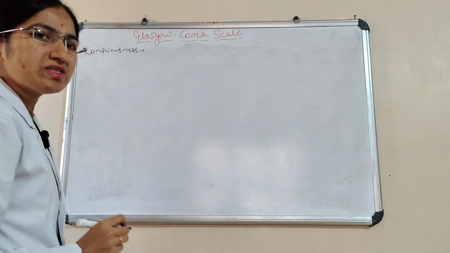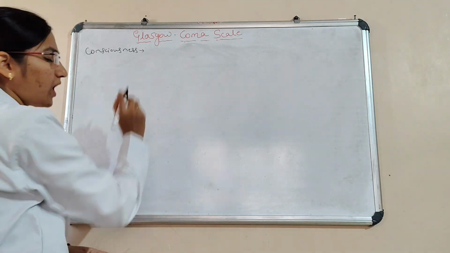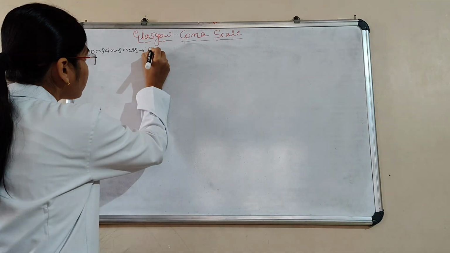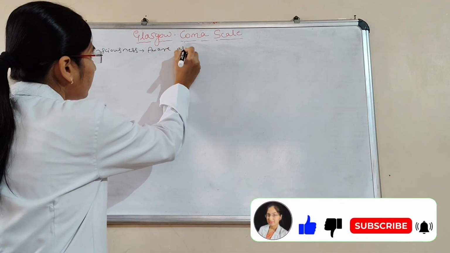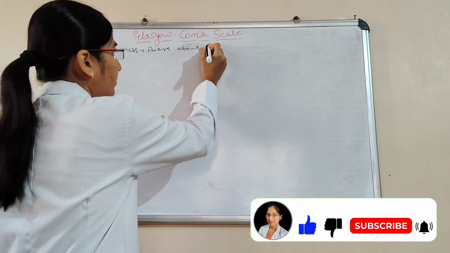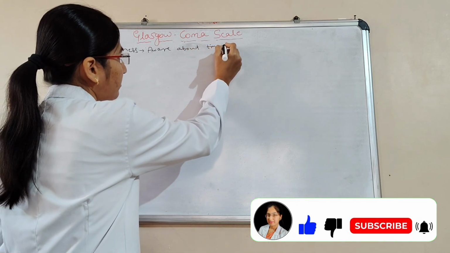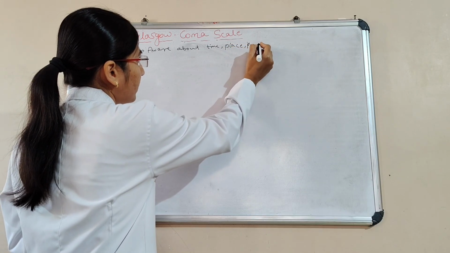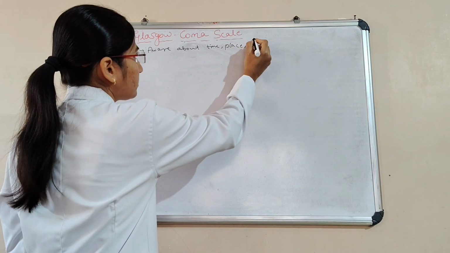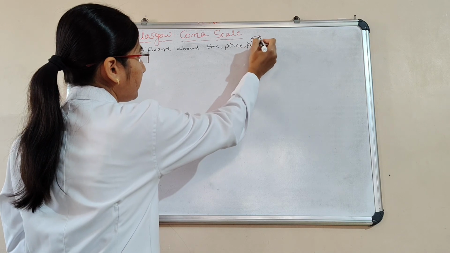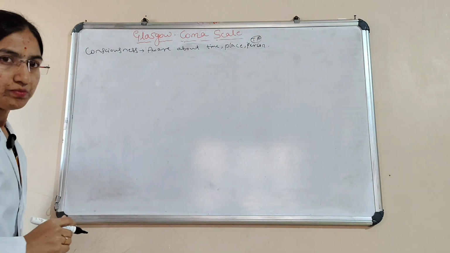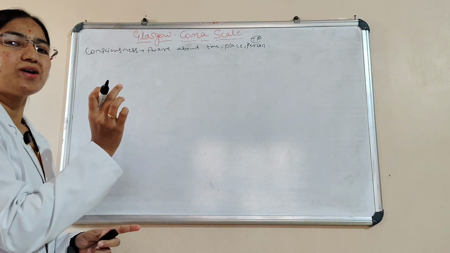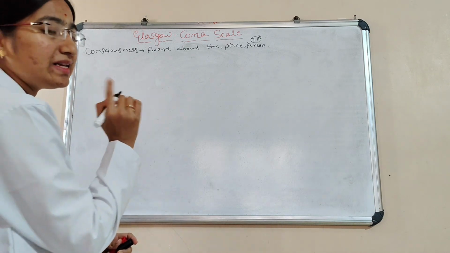Consciousness means being aware about time, place and person. This is called TPP: time, place, person. And then, when a little bit of alteration takes place in consciousness, that is called delirium.